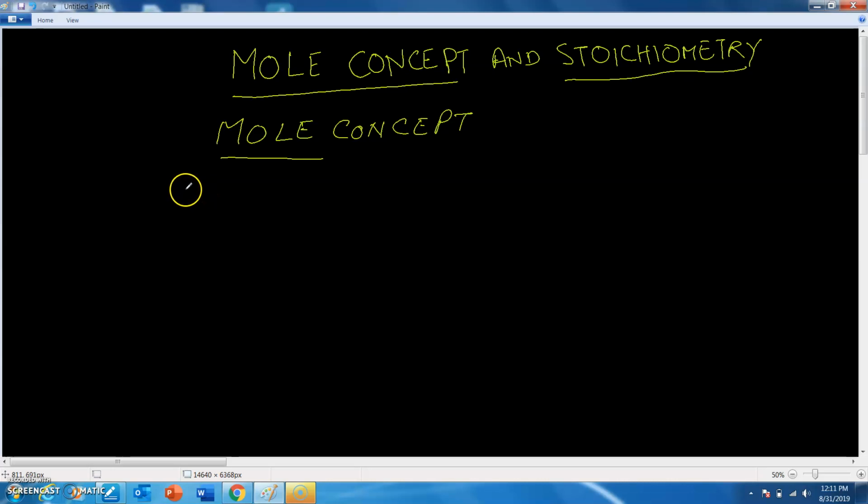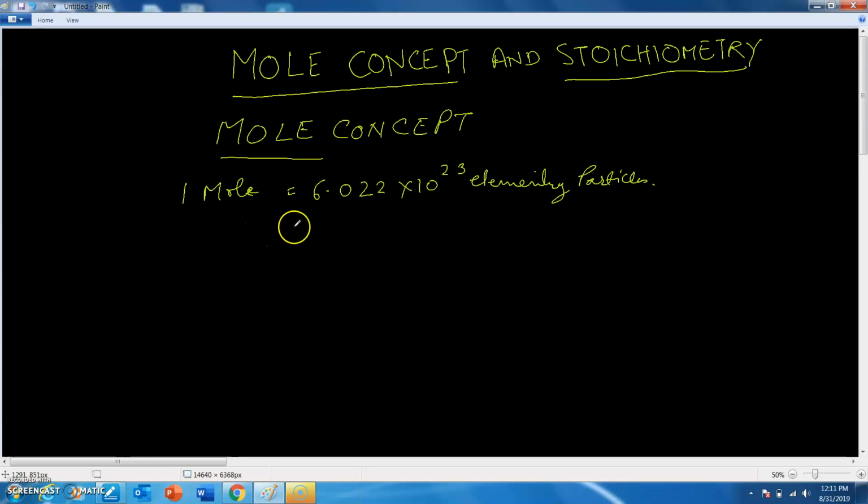So what is mole? Because it is not possible to find the mass of an atom or molecule or ion, therefore we use mole for it. 1 mole is equal to 6.022 into 10 raised to power 23 elementary particles, or we can say molecules.